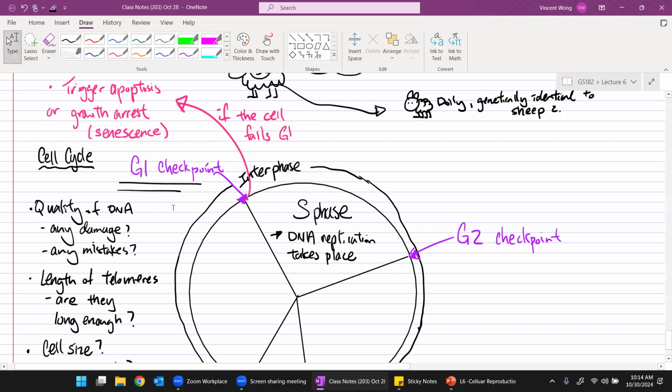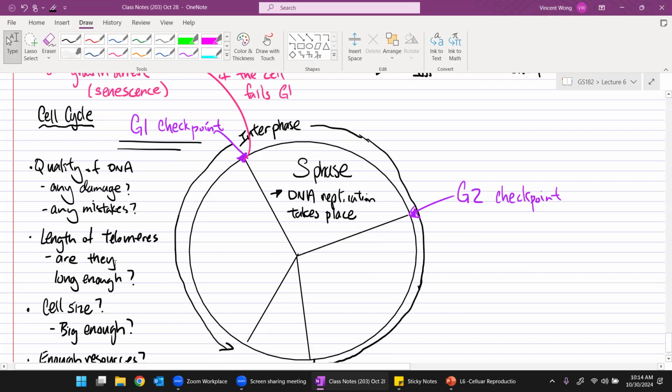And if the cell size is not big enough, then no big deal. You just wait longer. Maybe the cell will get bigger, right? So the point is, if you fail G1, you can't reproduce yet, or ever. And then if it passes, then you're going to do DNA replication.